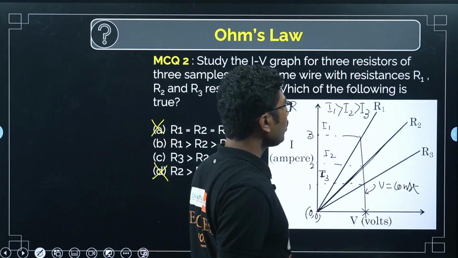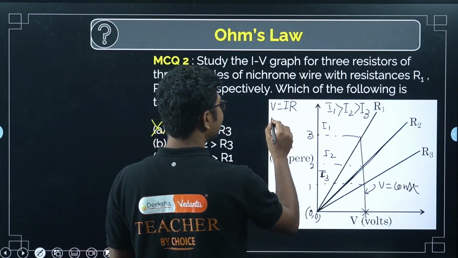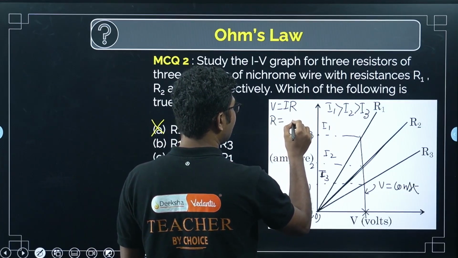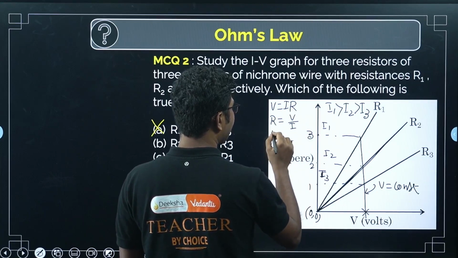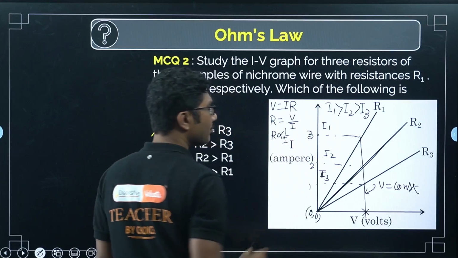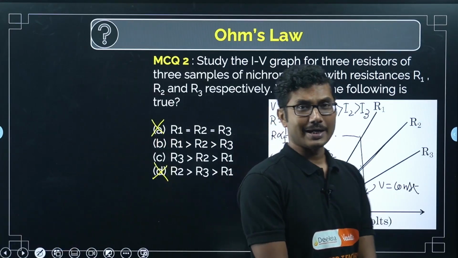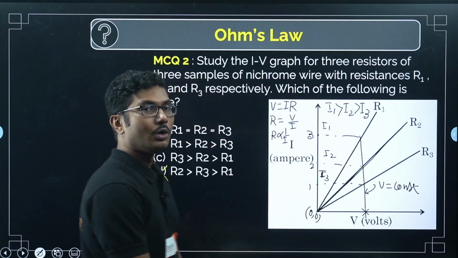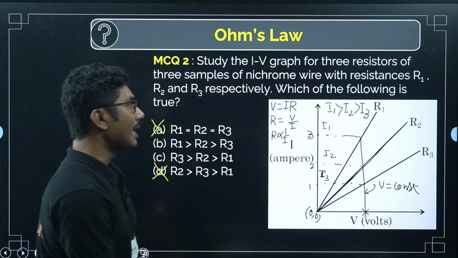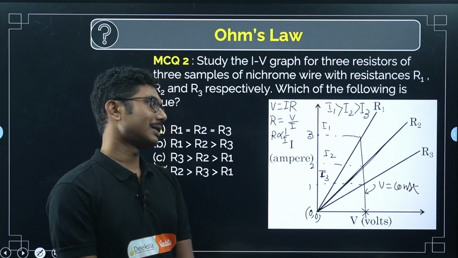Now, which one has higher resistance? We know that resistance is basically V by I. For constant V, resistance is inversely proportional to current. So the higher the current, the lower the resistance. The lower the current, the higher the resistance.